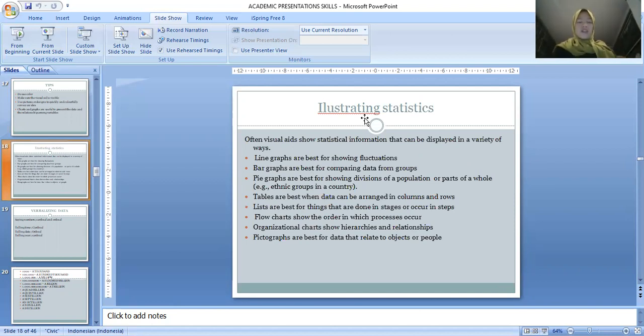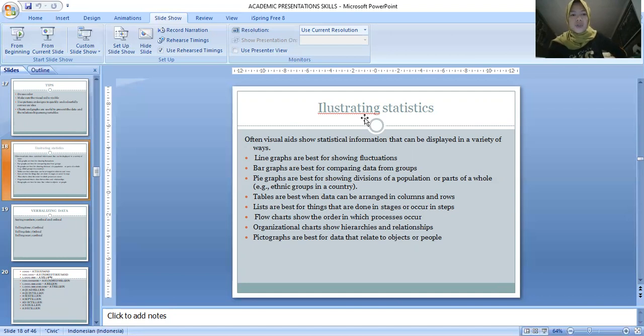Visual aids often show statistical information that can be displayed in a variety of ways. Line graphs, for example, are best for showing fluctuations. Bar graphs are best for comparing data from groups. Pie graphs are best for showing the division of a population. Tables are best when the data can be arranged in columns and rows. Lists are best for things that are done in stages or occur in steps.